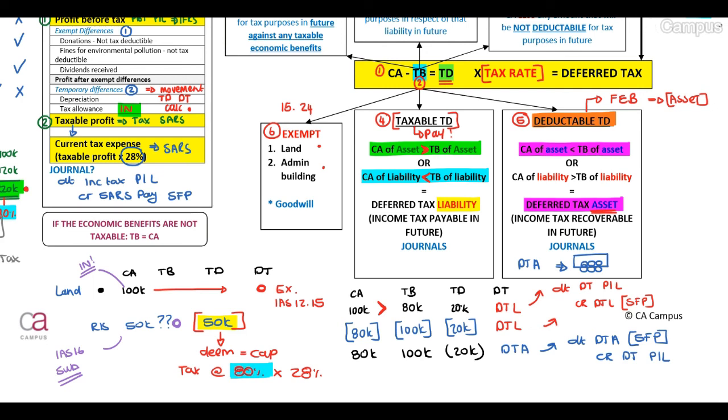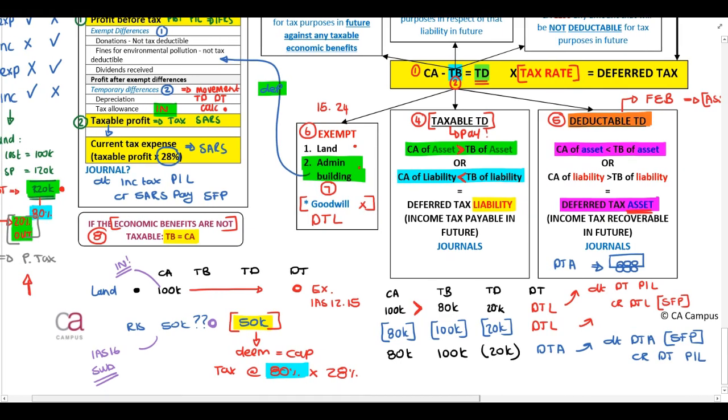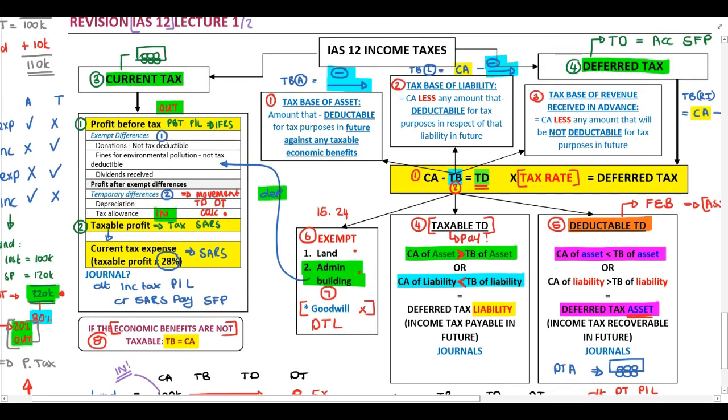The same principle with our admin building. Therefore, you need to remember that your admin building will include a depreciation. And that depreciation you need to include as an exempt difference when you calculate your taxable profit. Then goodwill. Remember, we will not recognize a deferred tax liability on goodwill, and this is what IAS 12 indicates to us. Therefore, this is a rule that you need to study. And you need to remember that if there is no economic benefits to be taxable, that your tax base will equal your carrying amount.